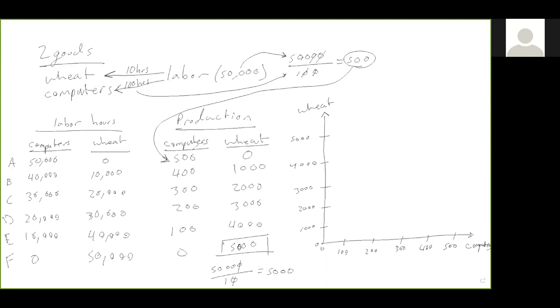And so now we can plot each of these production options we've figured out. So the first one, option A, 500 computers and 0 wheat, is going to correspond to this point on our graph. So we'll label that A. B is going to be 400 computers and 1,000 tons of wheat, which is here. And we can keep going and plot all these points: C, D, E, and F.